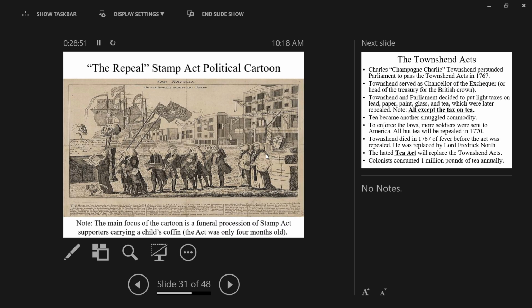Okay? So that's all I've got today, but I do want to leave you with this awesome political cartoon, the Repeal Stamp Act political cartoon. It shows this funeral procession for the Stamp Act. And if you're wondering why the Stamp Act is in a baby coffin, it only lasted 4 months. The head parishioner has a dog peeing on his leg. There's a lot going on in this cartoon. This is going to be a boom time for political cartoons, the American Revolution.